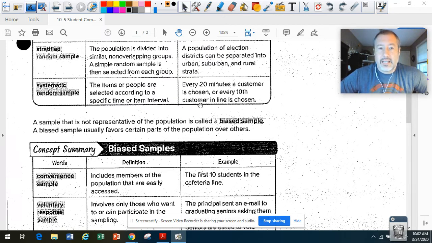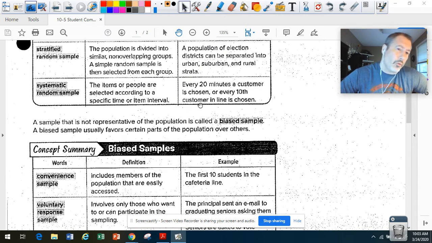So it says here as our example, every 20 minutes, a customer is chosen. So that's dealing with our time. So, okay, we watch our clocks. Hey, every 20 minutes, we're going to stop somebody and ask them a question. Or every 10th customer in line is chosen.